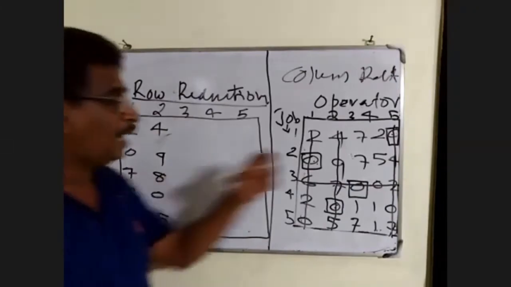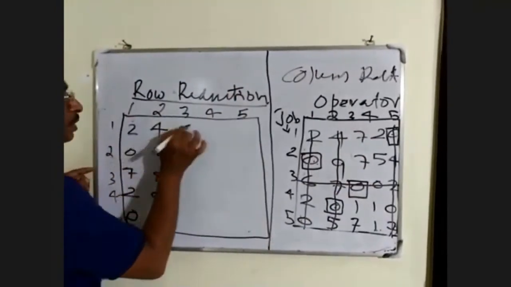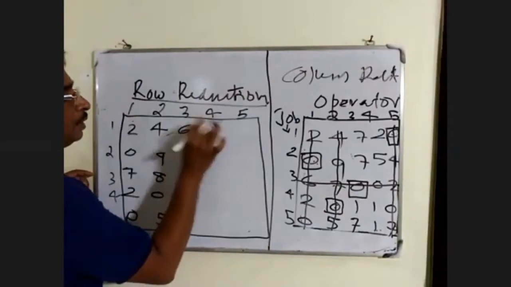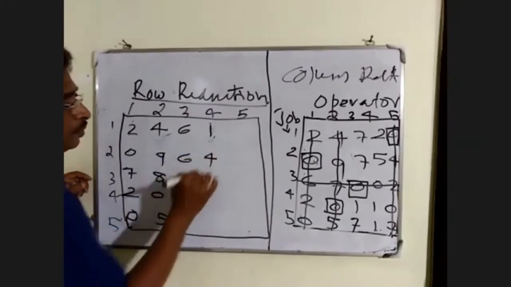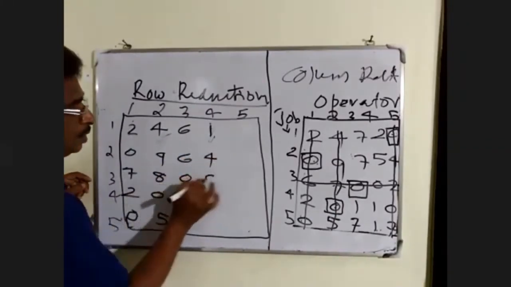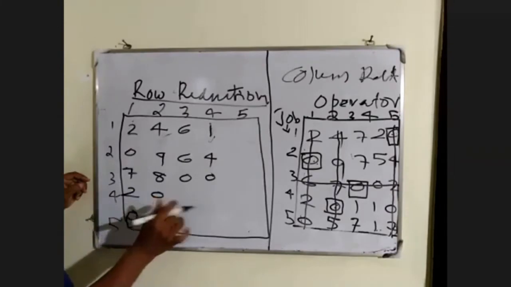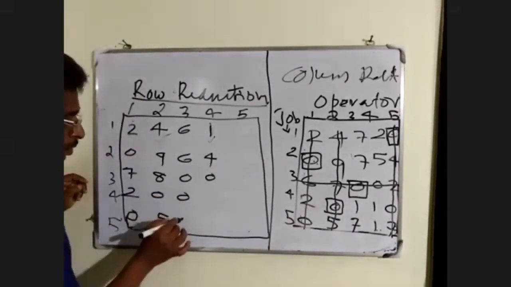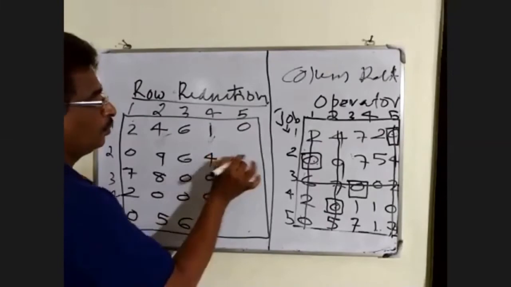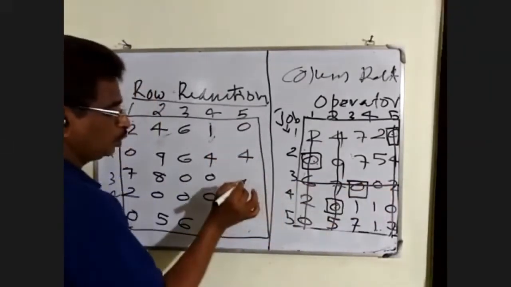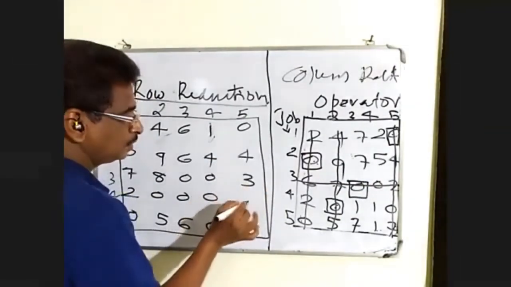Then for the undeleted values, you subtract the minimum value. 7 minus 1 is 6, 2 minus 1 is 1, 1 minus 1 is 0, and so on. The first line is 0, 4, then 3, 0.